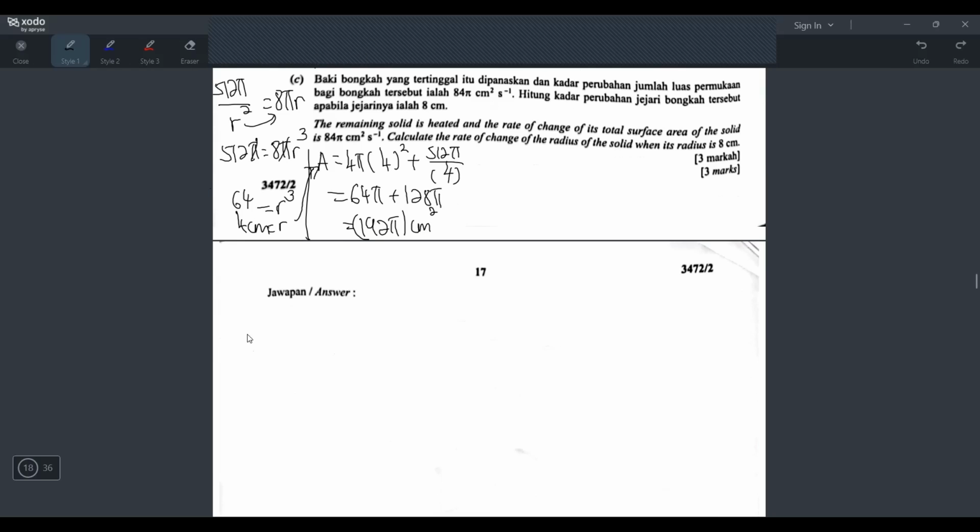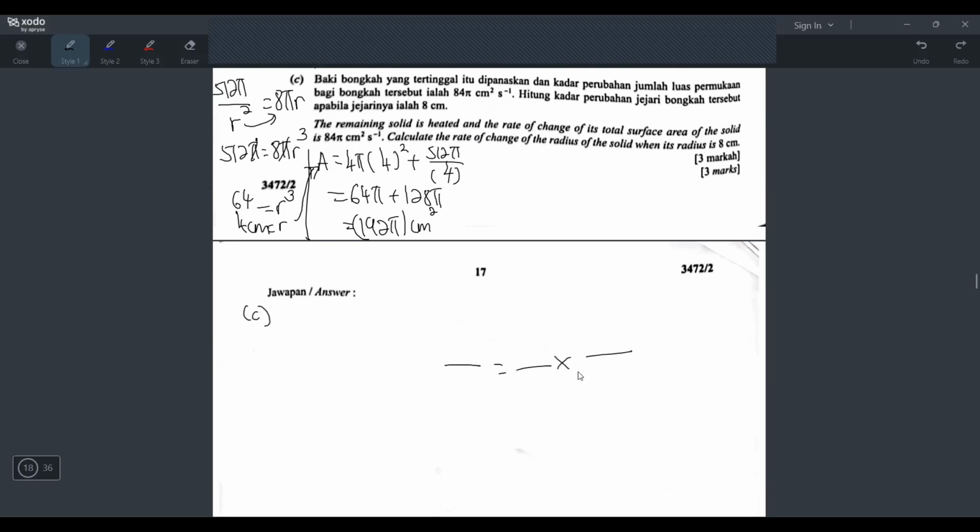Okay, but soalan C, I will do it down here because not enough space already. Okay, soalan C. The remaining solid is heated and the rate of change of its surface area of the solid is 84 pi. So this is definitely a rate of change question and it's also under differentiation. For rate of change, do you remember how to do?